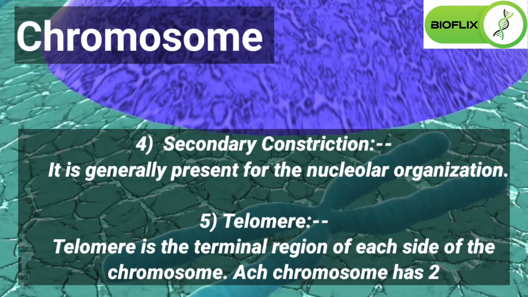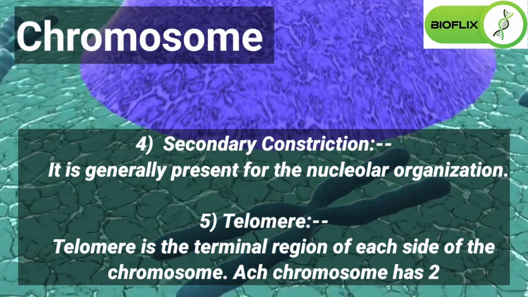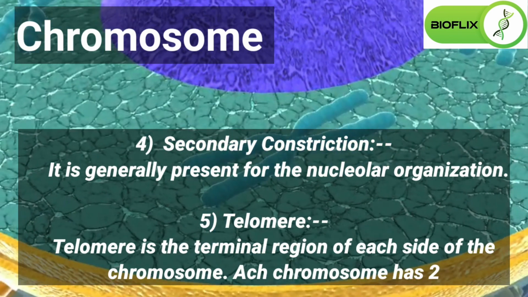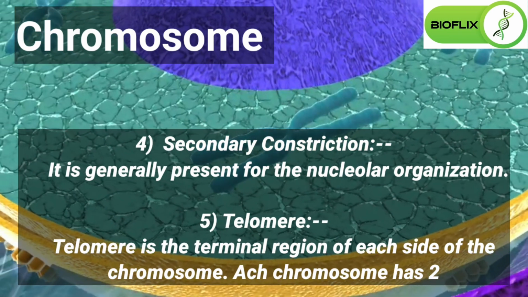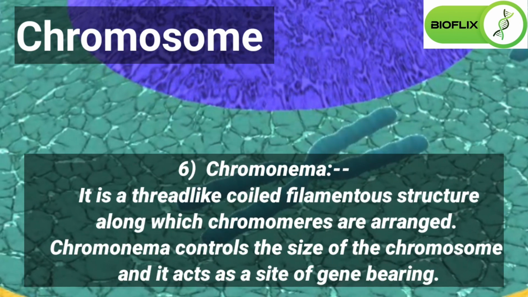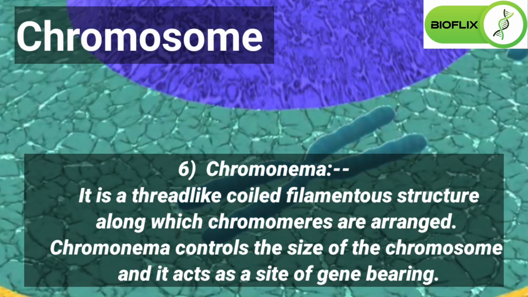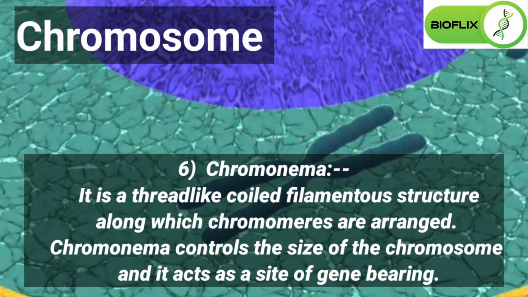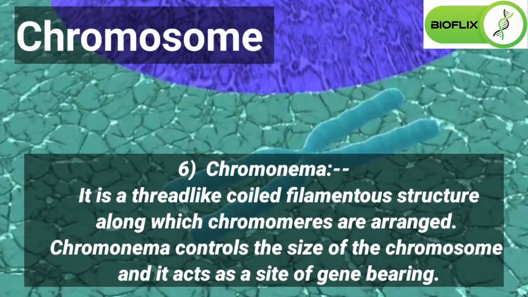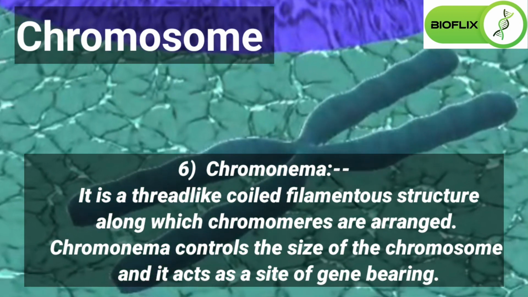Secondary constriction. It is generally present for the nucleolar organization. Telomere. Telomere is the terminal region of each side of the chromosome. A chromosome has 2. Chromonome. It is a thread-like coiled filamentous structure along which chromomeres are arranged. Chromonome controls the size of the chromosome and it acts as a site of gene bearing.